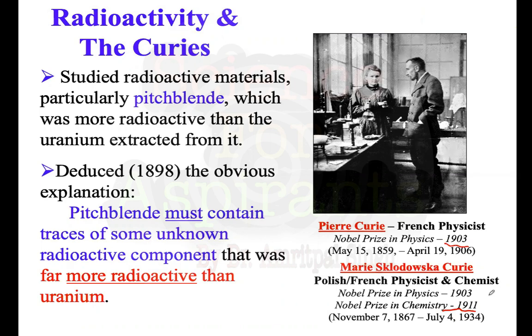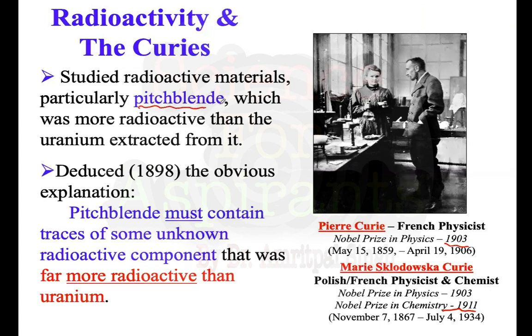She was born in a small town in Poland, in Warsaw, and spent her early years there. In 1891, she moved to France at the age of 24, where she started her higher degrees and her scientific career. At the Sorbonne University, she met and married another instructor, Pierre Curie, and together they studied radioactive material, particularly pitchblende.